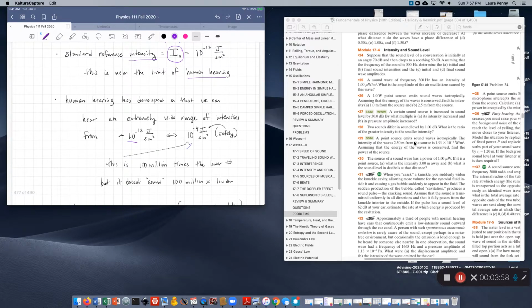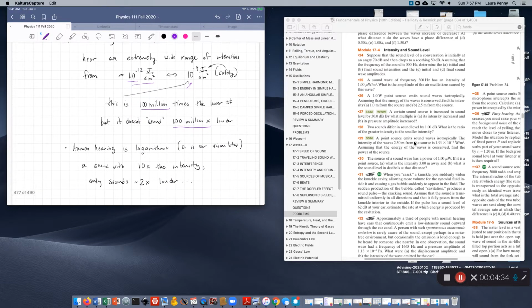Now, this number is 100 million times larger than the lower one. This is 10 to the negative 12, this is 10 to the negative 4. It's 10 to the 8 times more, and so that is 100 million times the lower number. But it doesn't sound 100 million times louder to us. It would sound louder, but it wouldn't sound that much louder.